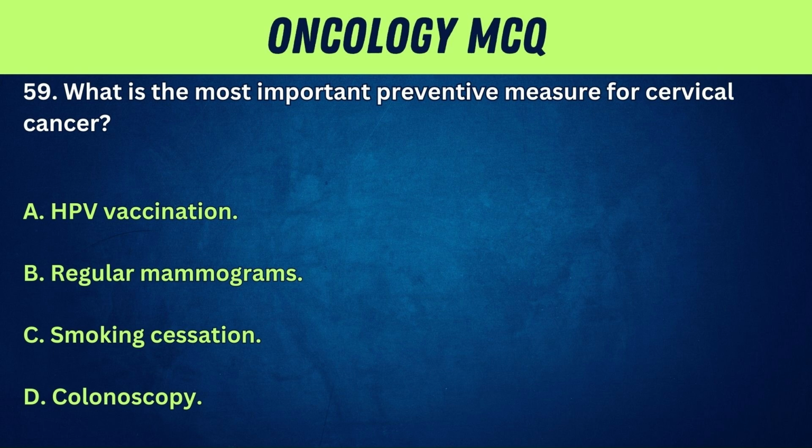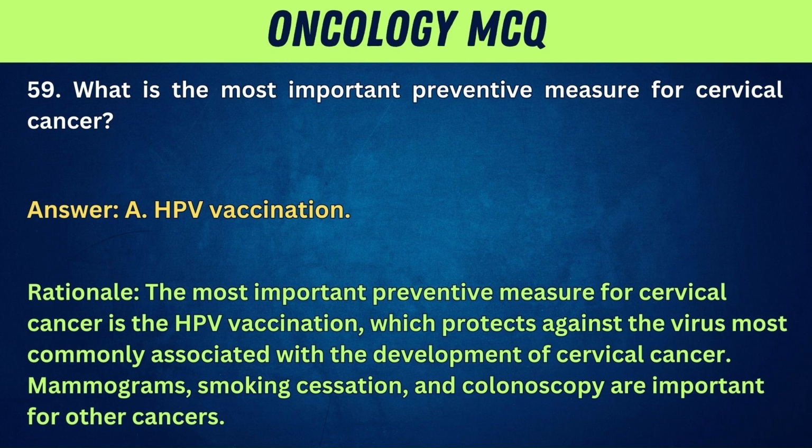59. What is the most important preventive measure for cervical cancer? A. HPV vaccination. B. Regular mammograms. C. Smoking cessation. D. Colonoscopy. Answer: A. HPV vaccination. Rationale: the most important preventive measure for cervical cancer is the HPV vaccination, which protects against the virus most commonly associated with the development of cervical cancer. Mammograms, smoking cessation, and colonoscopy are important for other cancers.